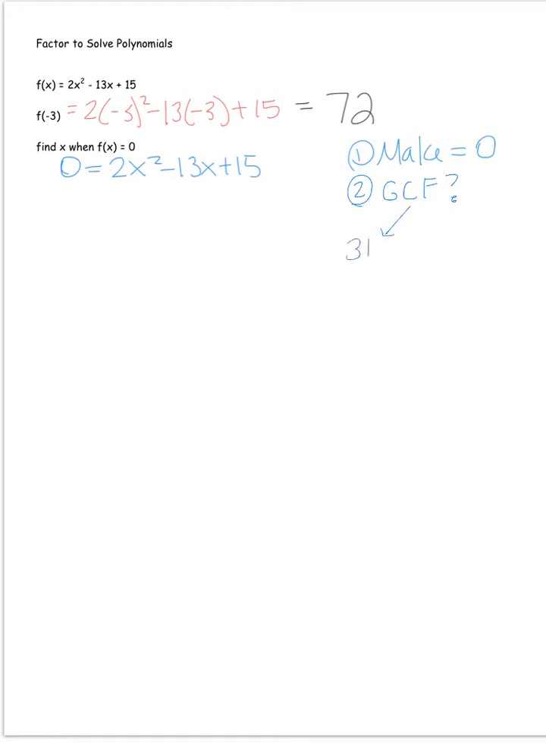And then if you have 3 terms, you do an AC method. And if you have 4 terms, then you just split it down the middle, factor by grouping. So in this problem, we have 3 terms. We have A and C. 2 times 15 is 30. So we're looking for the 2 numbers that multiply to 30 that add up to -13.